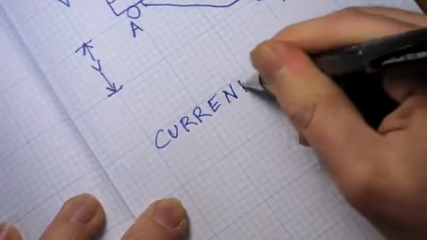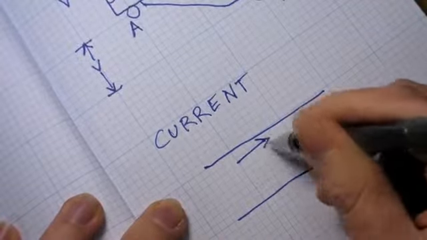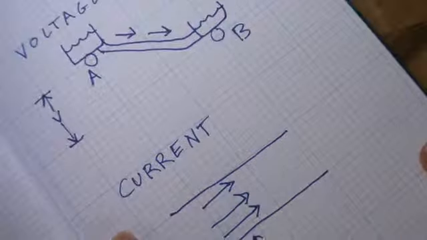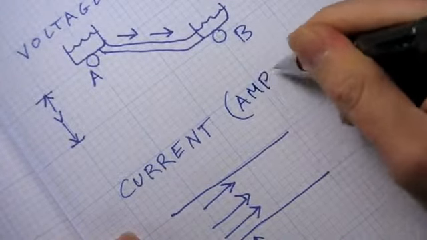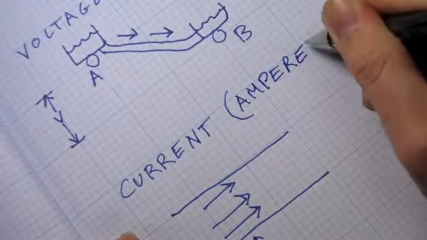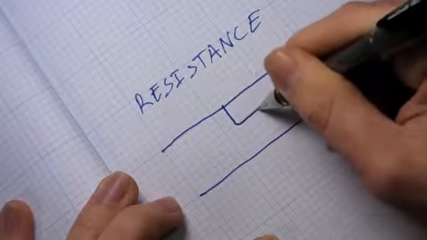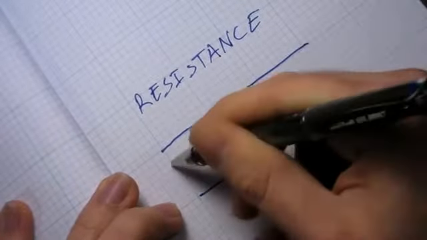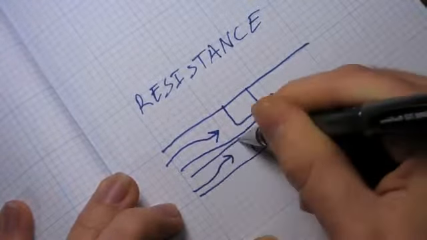Current refers to the rate at which electrons flow through a given point. And current is measured in amperes. And finally, resistance measures an object's opposition to the flow of electricity. It's a bit like a narrowing in our pipe that would cause a change in current.